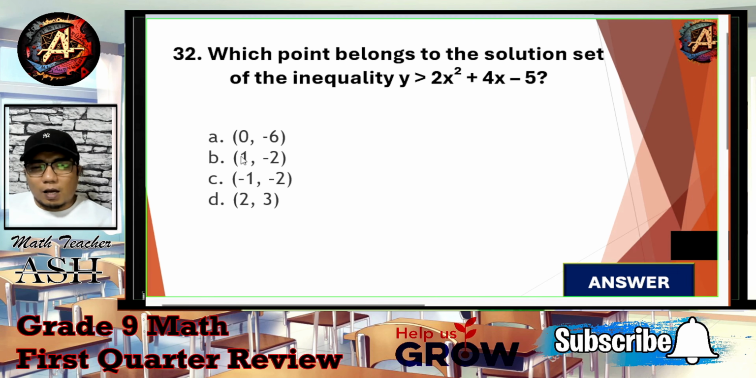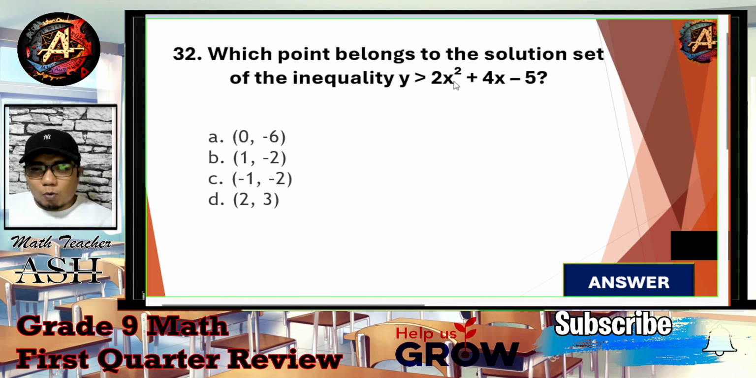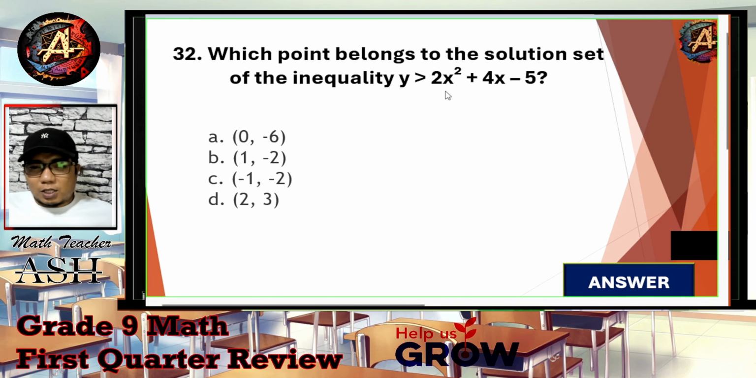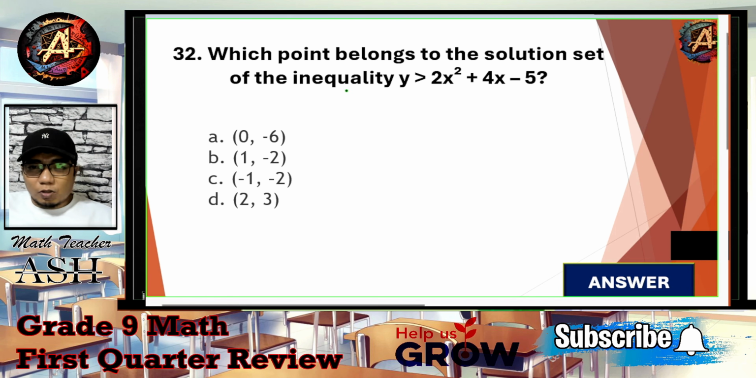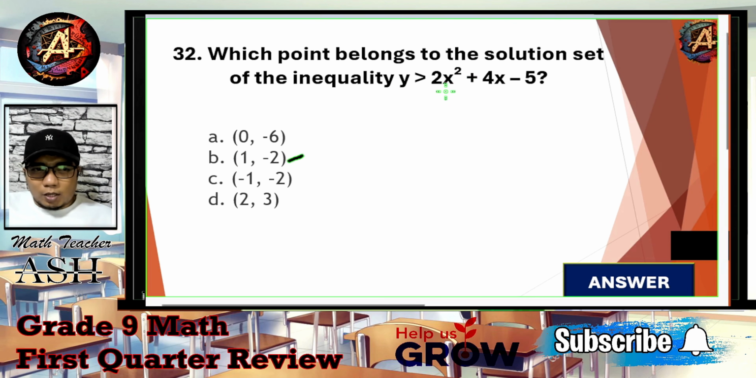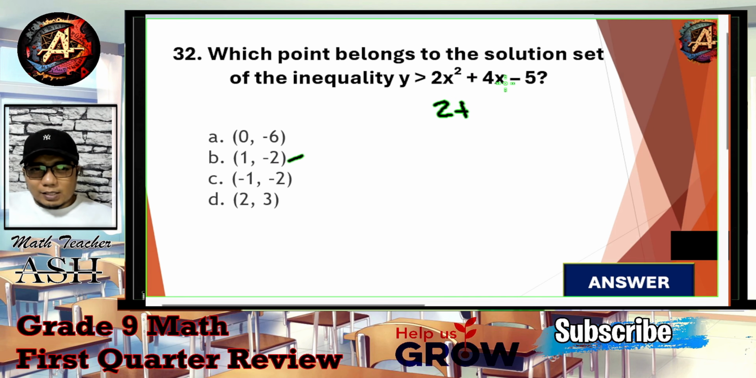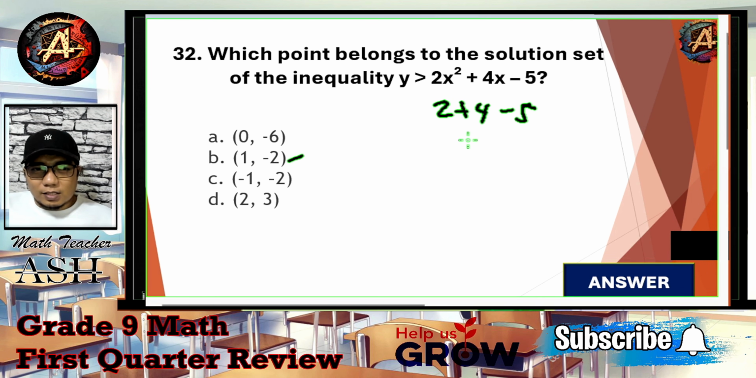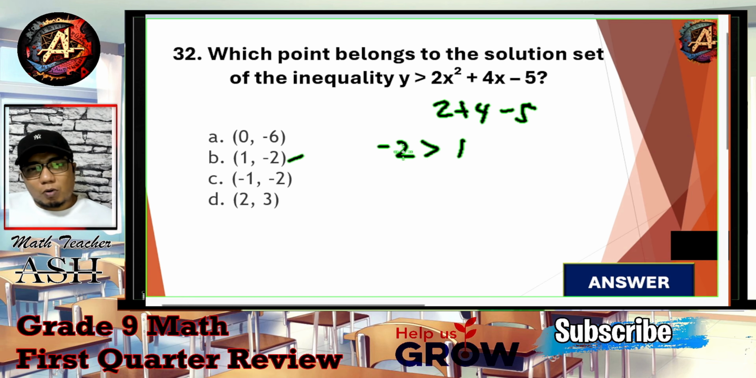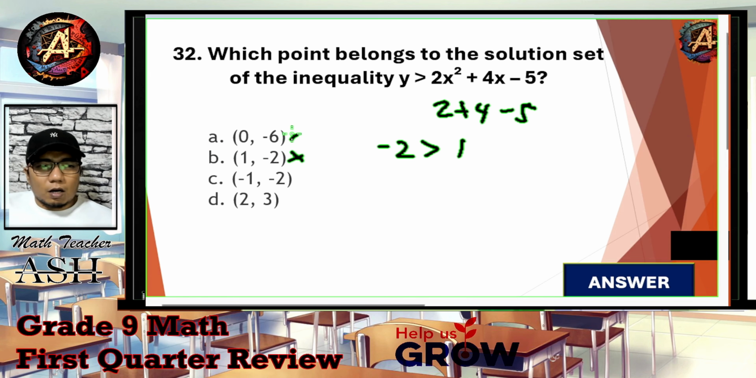How about letter B? Our value is 1. Let me just show to you the simplification once they are being substituted. So, the value of x is 1. If this is 1 squared, then 1 squared is 1 times 2, that is 2. Plus, our x is 1, so 4 times 1, that is 4. Then, minus 5. So, if we simplify this, this will become 6 minus 5, that is positive 1. Our y here is negative 2. So, negative 2 is greater than positive 1. Is it true? Wrong. So, therefore, A and B are already wrong.